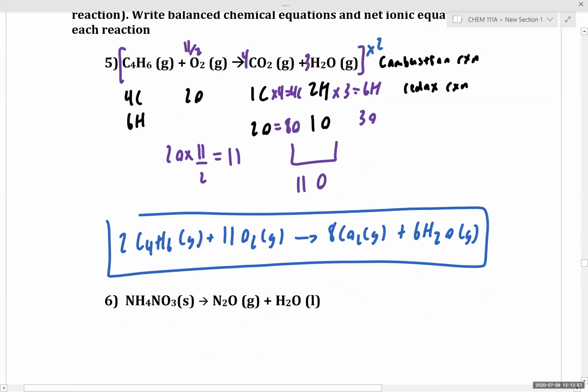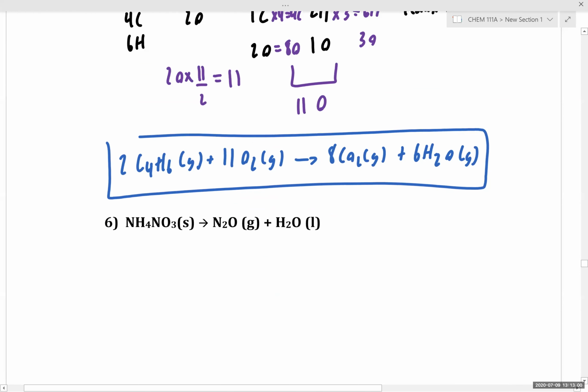Okay, so let's look at one more chemical reaction. Let's look at reaction 6. Let's spend about 3 to 4 minutes classifying this reaction and balancing the chemical equation.